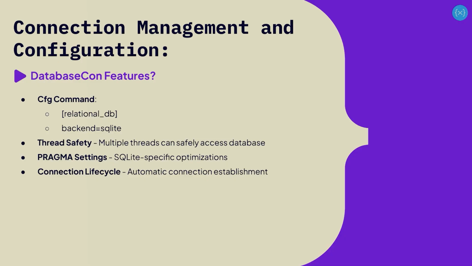So connection management and configuration, we set the configuration in the rippled config file. This allows for thread safety, so multiple threads can safely access the database. Connection pooling prevents resource conflicts, and proper locking mechanisms for concurrent access. The pragma settings are SQLite-specific optimizations, performance tuning parameters, and consistency and durability settings. And the connection lifecycle has automatic connection establishment, proper cleanup and shutdown, and error handling and recovery.